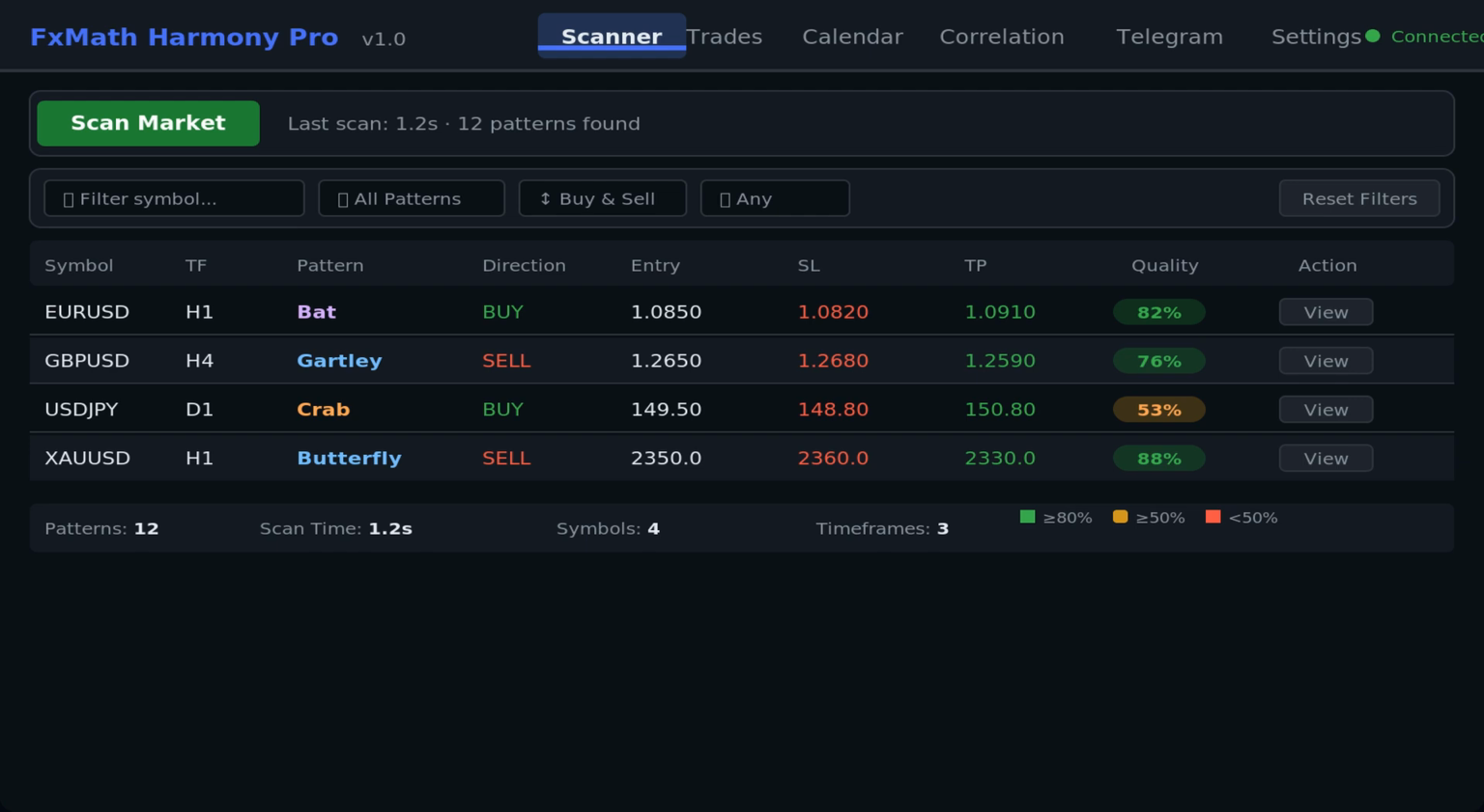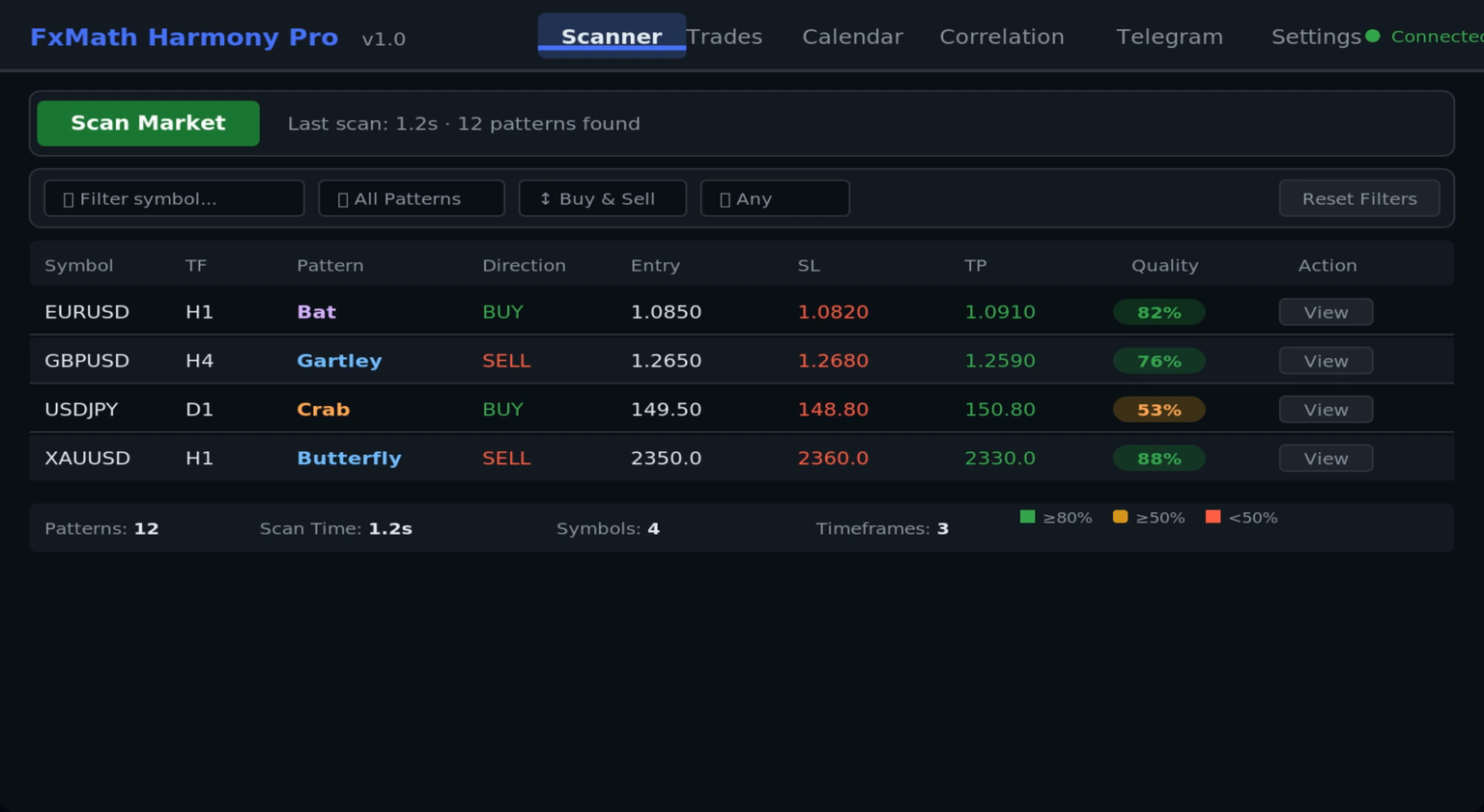Use the filter bar above the table to narrow down results. Filter by symbol. Type part of a pair name like Euro, and the table shows only matching symbols. Filter by pattern. Choose a specific pattern type. Filter by direction. Buy, sell, or both. Filter by min quality. Only show patterns above a certain ML confidence threshold. Clear filters resets everything instantly.